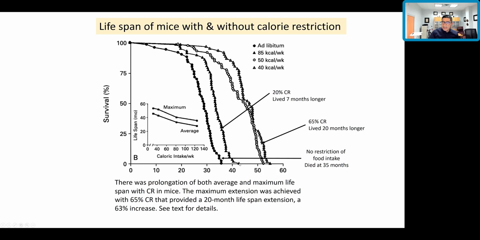The group that was restricted by 20% lived about 7 months longer. But look what's happening to the group that were restricted by 65%. They lived up to 55 months, 20 months longer. So what I wanted to tell you is that it prolonged the life of these mice by almost 65%.